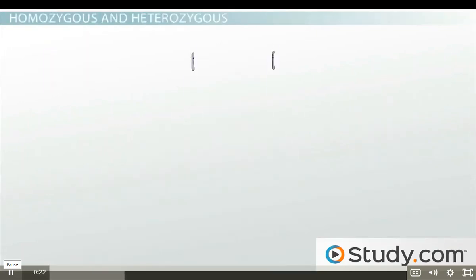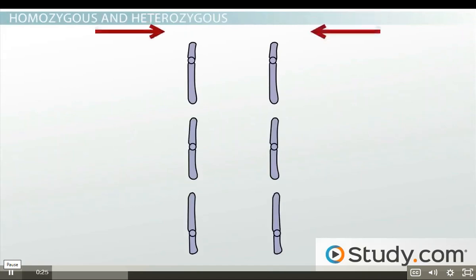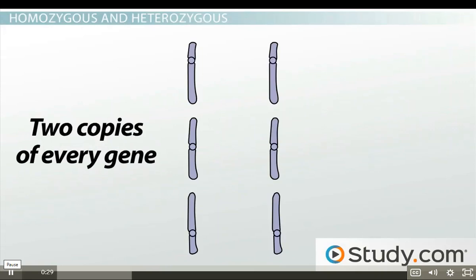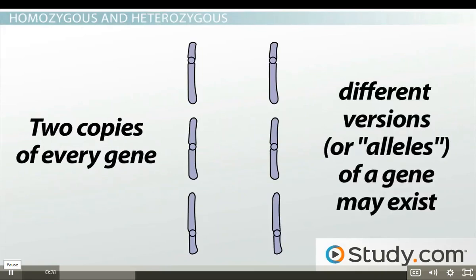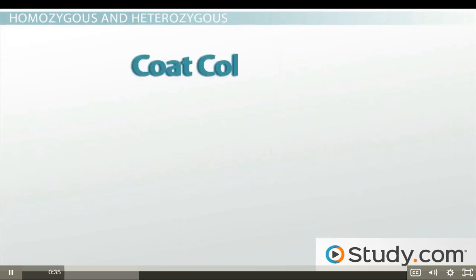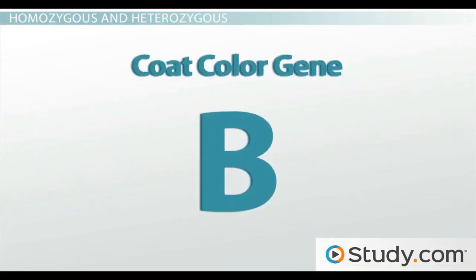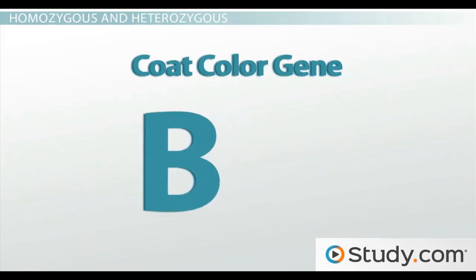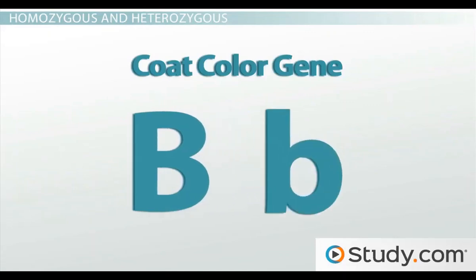Now, in a diploid organism, we know we have 2 copies of every gene. We also know that different versions or alleles of the gene may exist. Let's say we represent the coat color gene with the letter B. That means I could represent 2 different alleles with either the uppercase or lowercase b.